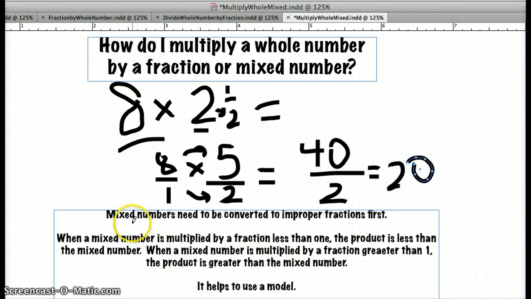If we look down here, mixed numbers, like we did, need to be converted to an improper fraction. When a mixed number is multiplied by a fraction less than 1, the product is less than the mixed number. But in this case, 2.5 was greater than 1, so our product was greater than 8, the factor that we started with.